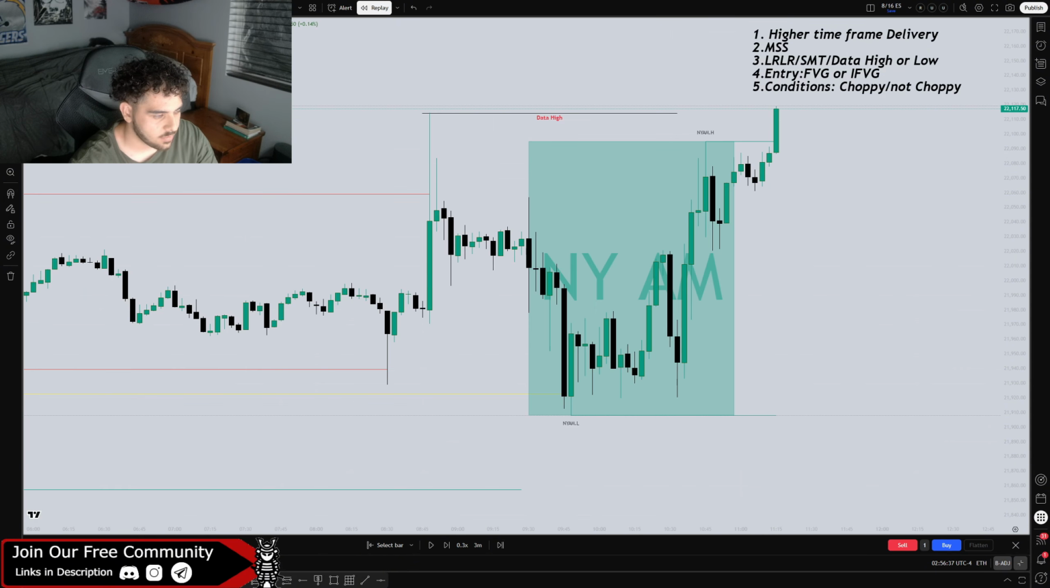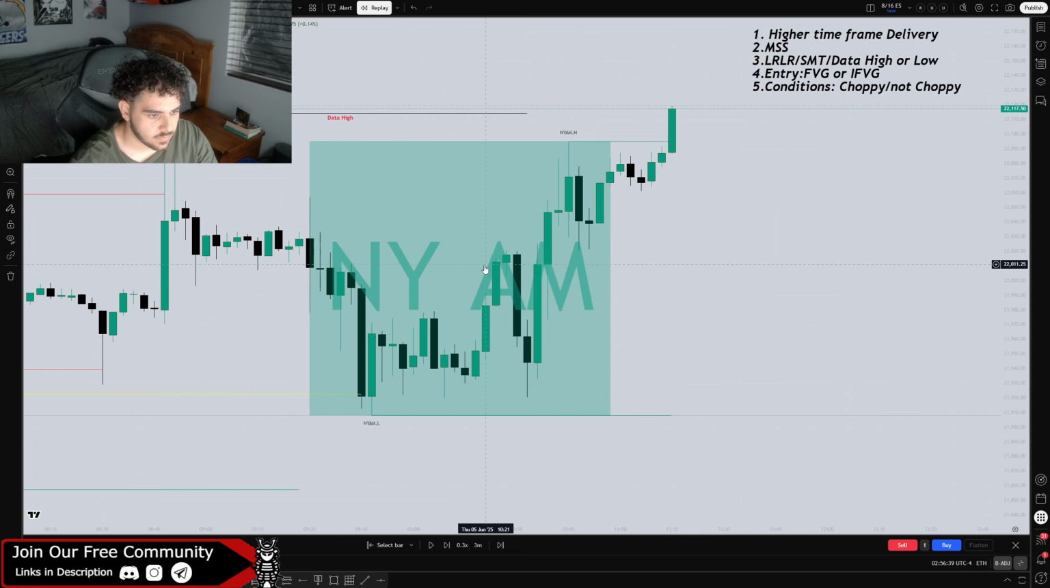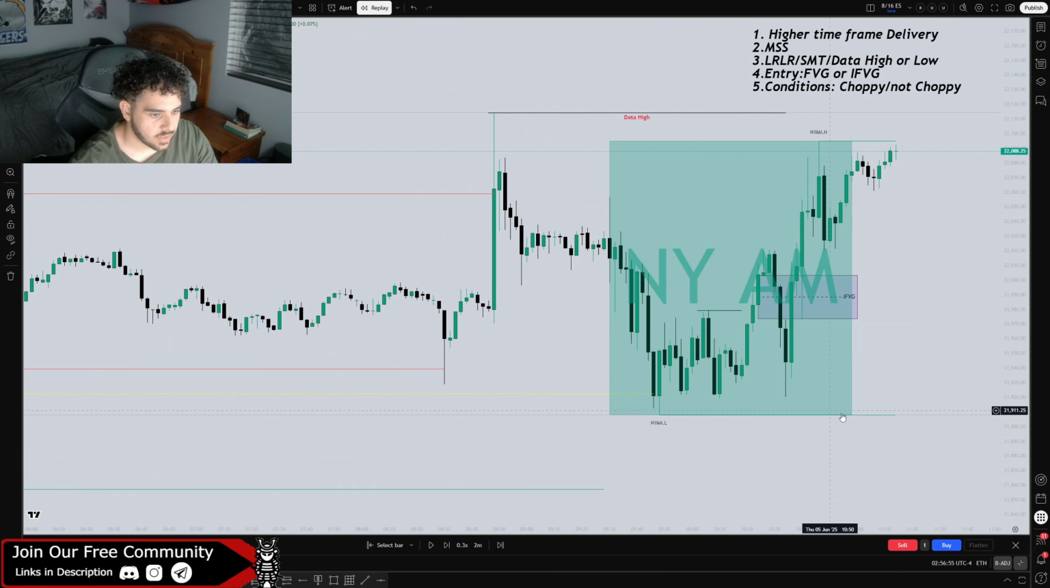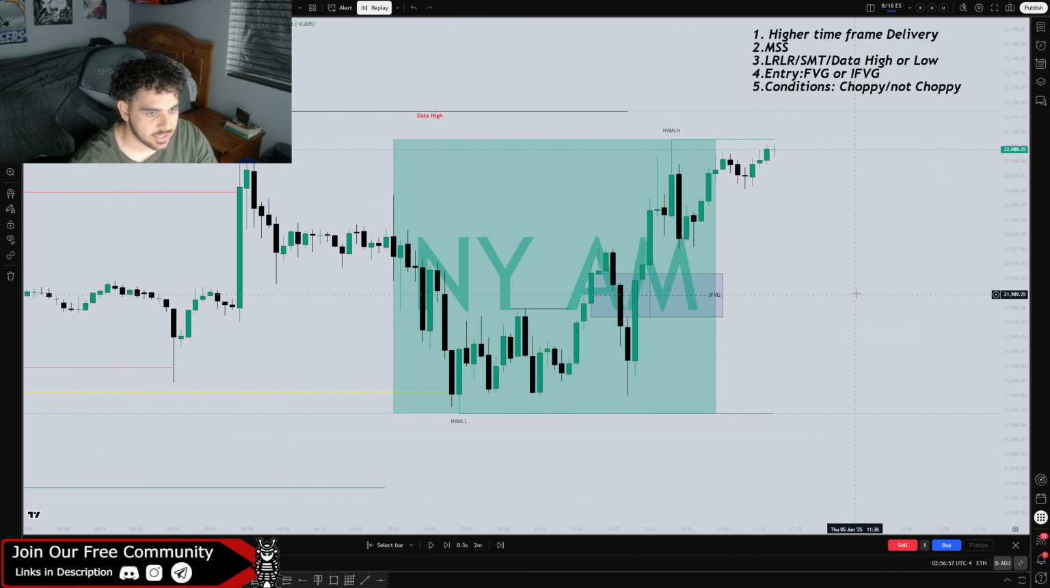Where is our first market structure shift? Well, we have a few in here. So our initial one is going to be this. We're also going to have a clean market structure shift through here. And then we're going to have our data high, like I mentioned. So those are the three things.